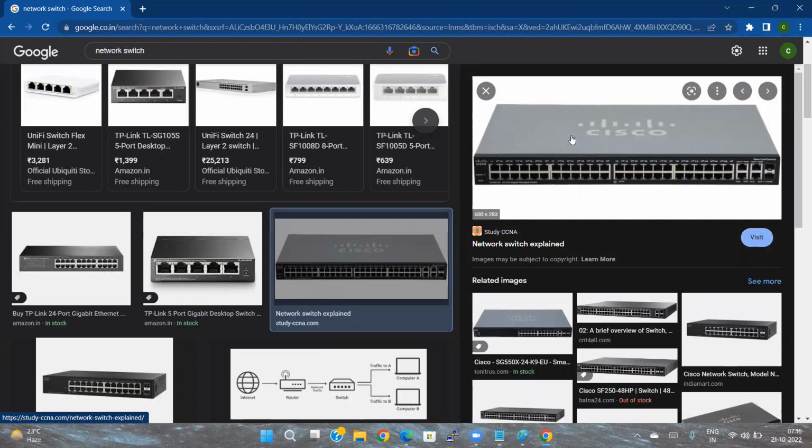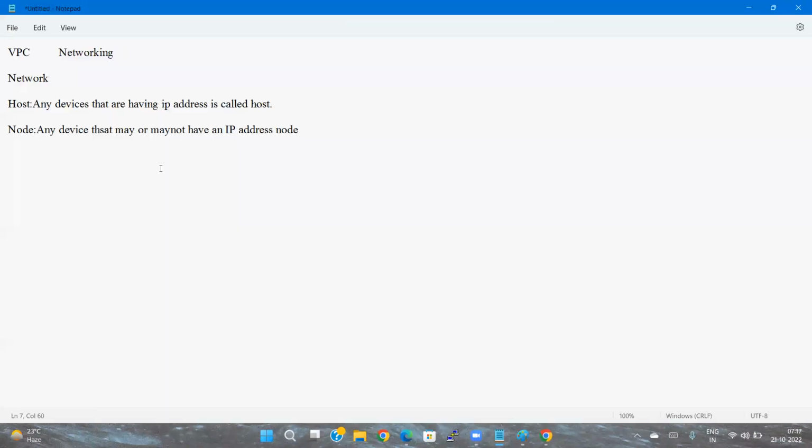This switch doesn't require an IP address. There are multiple kinds of switches, manageable switches and unmanageable switches, which you need to understand. We'll discuss that in a while, but you need to understand the concept here. Any device that has an IP address is called a host, and the devices that may not have an IP address are called nodes.